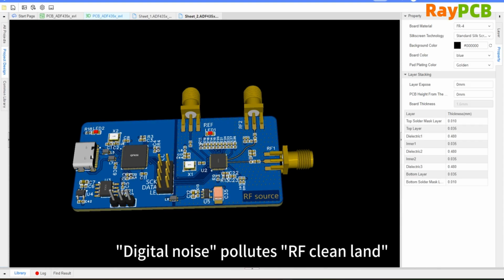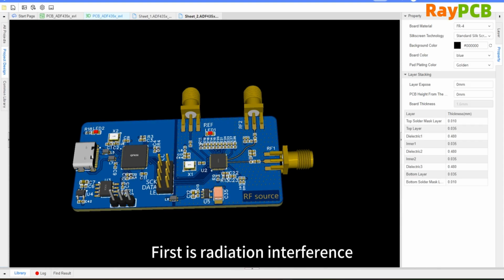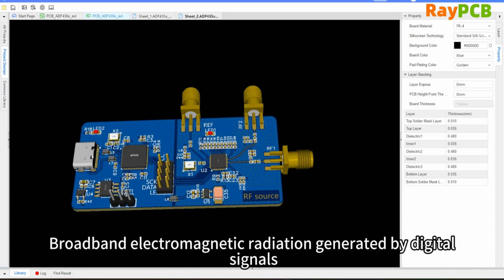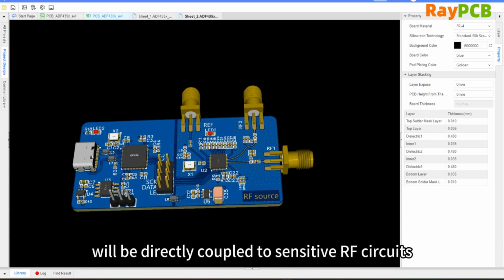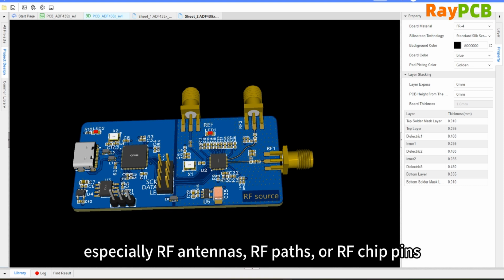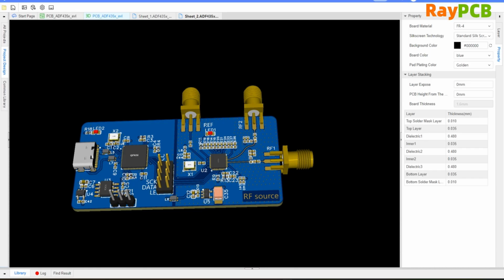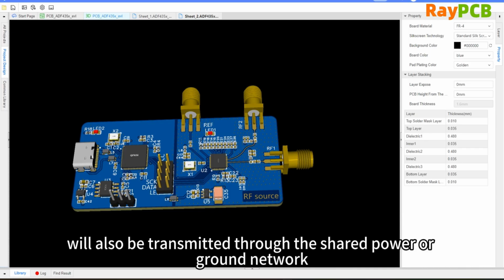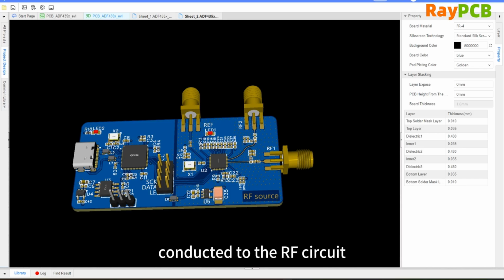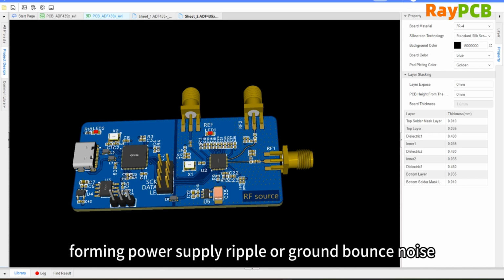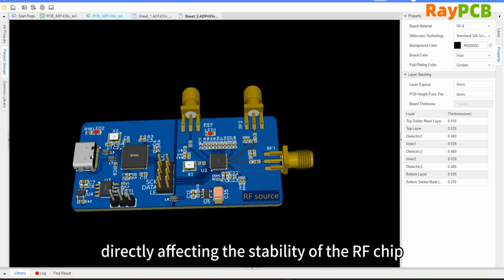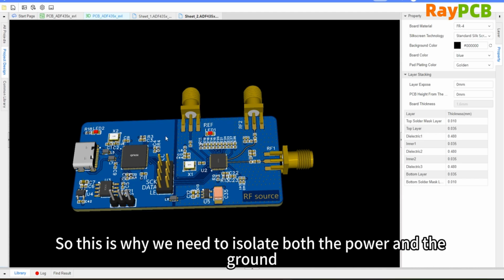Digital signals can contaminate RF signals, starting with radiated interference. The broadband electromagnetic radiation generated by digital signals, also known as EMI, can directly couple into sensitive RF circuits, especially the front-end RF paths or RF front-end pins. It's like someone shouting loudly in a quiet library, directly disturbing others. Then there is conducted interference. Digital signals can also cause interference through shared power supplies. They can be conducted through the network into the RF circuit, creating power supply ripple or ground noise, which directly affects the stability of the RF chip. That's why we need to isolate both the power supply and ground.